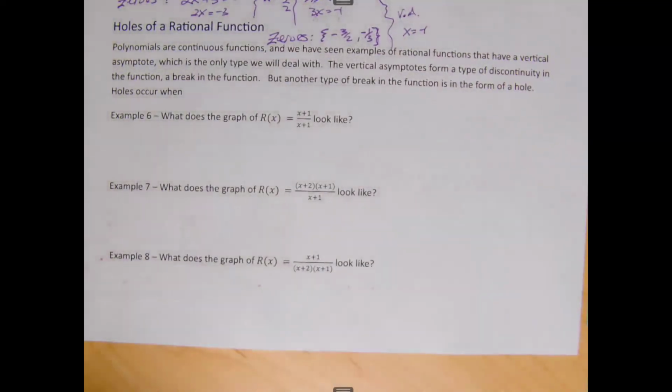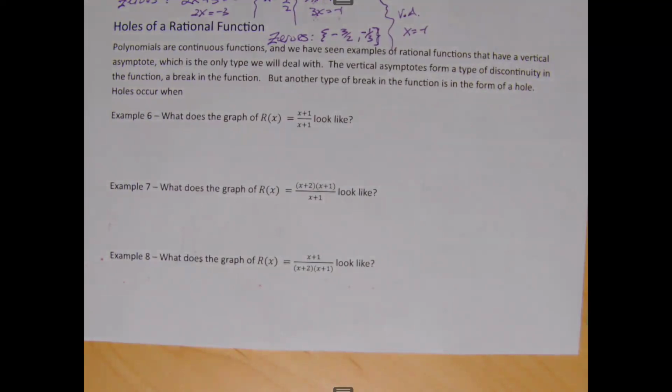Poles of a rational function. Polynomials are continuous functions. And we see examples of rational functions that have vertical asymptotes, which is the only type we will deal with. Is it possible to have no vertical asymptote? The answer is yes, but we're not going to deal with that. The vertical asymptotes form a type of discontinuity in the function, a break in the function. But another type of break in the function is in the form of a hole.